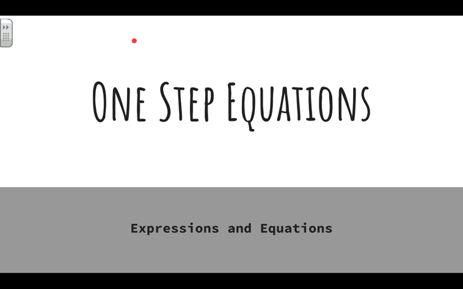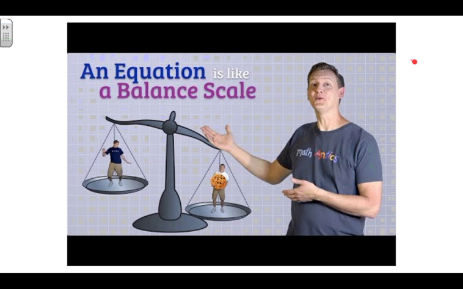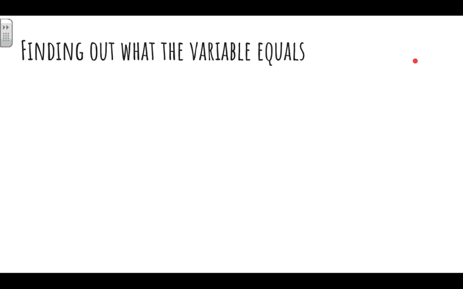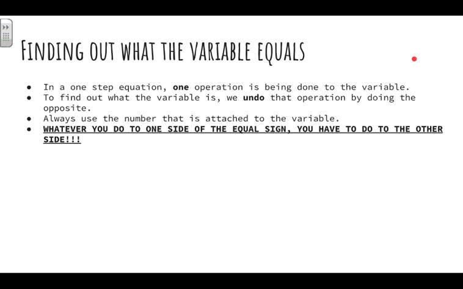So in this video, we're going to talk about how to solve one-step equations. So let's skip right ahead. In a one-step equation, you are solving it to find out what the variable must equal. We call them one-step equations because there is only one operation going on in the problem, and we only have to use one operation in order to solve.